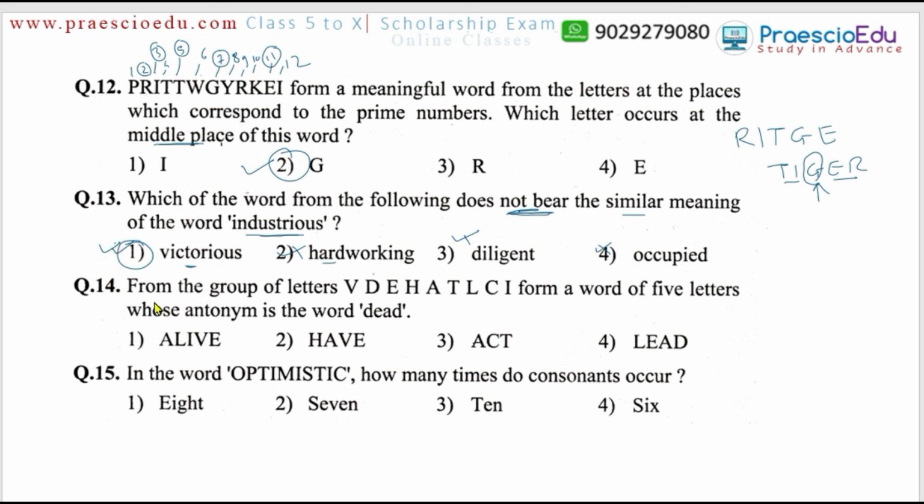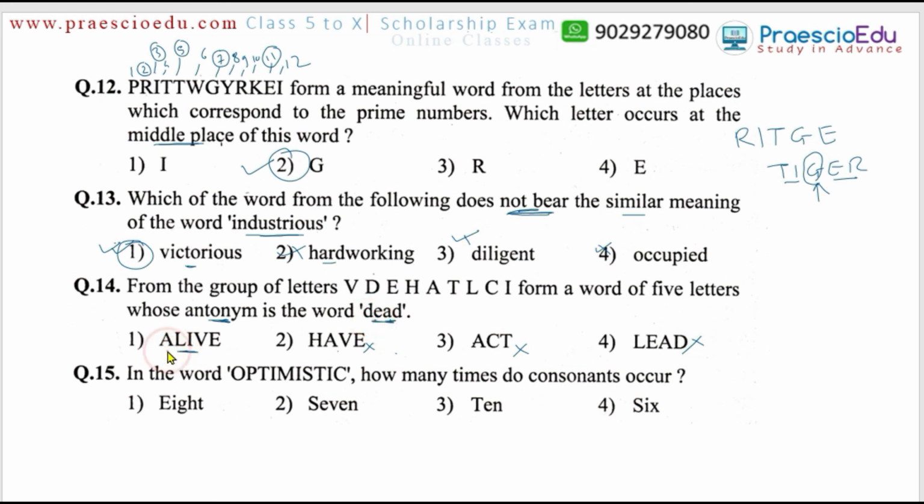Now question number 14. From the group of letters V, D, E, H, A, T, L, C, I, form a word of 5 letters whose antonym is the word death. The best way is to choose from the options which is the antonym. Here, the opposite of death is alive. This one is not an antonym. Even act is also not an antonym. Lead is also not an antonym. So this is actually the antonym of death.